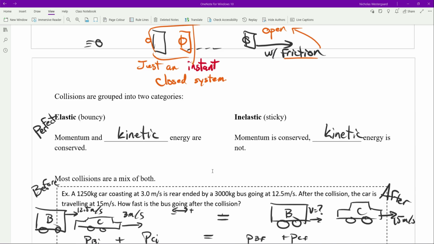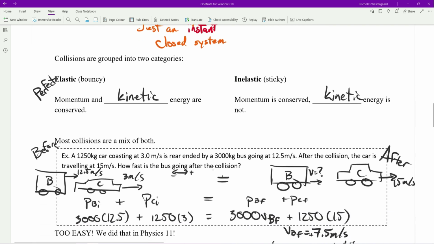Almost all collisions are inelastic collisions. There's almost no such thing as a perfectly elastic collision, because that requires no non-conservative forces, and as we've learned, non-conservative forces are kind of everywhere. I'd say the best example of perfectly elastic collisions would be particle-to-particle collisions, such as a proton bouncing into another proton.